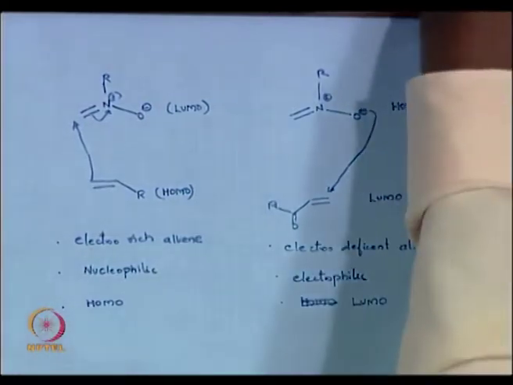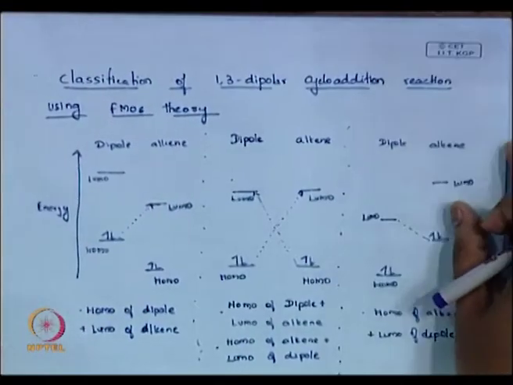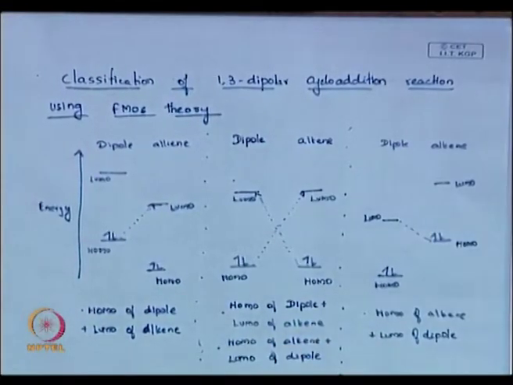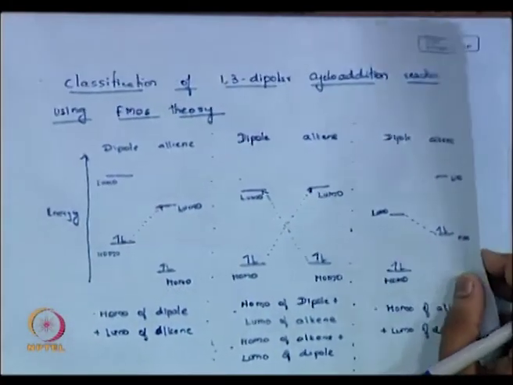Okay, if I take this classification again back, which we have done, and if I add Lewis acid, then you know what will happen, the energy gap will become smaller and the reaction rate will be faster, just like your Diels-Alder reaction, just to remind you of that point. Okay.